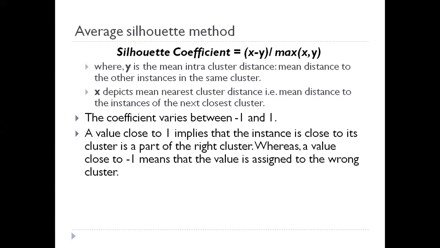The value of this slope coefficient varies from -1 to 1. If the value is 1, it says that the instances are very close to each other, which means that we have a very good cluster. But if it is around -1, it says that our grouping is completely wrong because the clusters are not classified right.